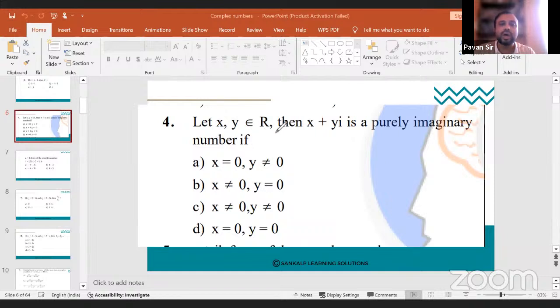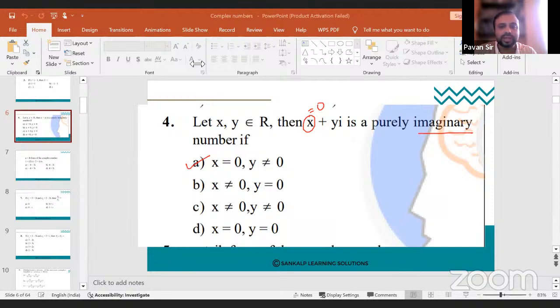Let x and y belong to R, then x plus iy is purely imaginary when, obviously, if you want the purely imaginary answer, x should be what? x should be equal to 0. Okay, x should be equal to 0, and y should not be equal to what? y should not be equal to 0. Then only it is possible that it is purely imaginary. Option A is the correct one.